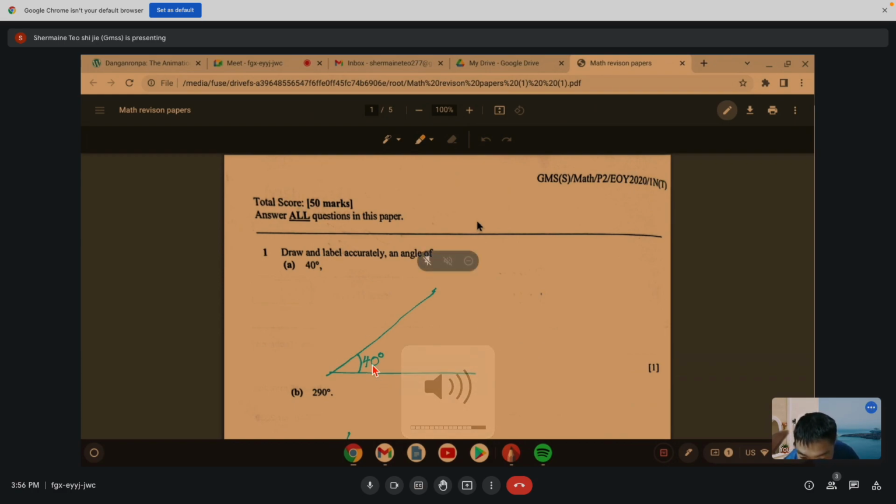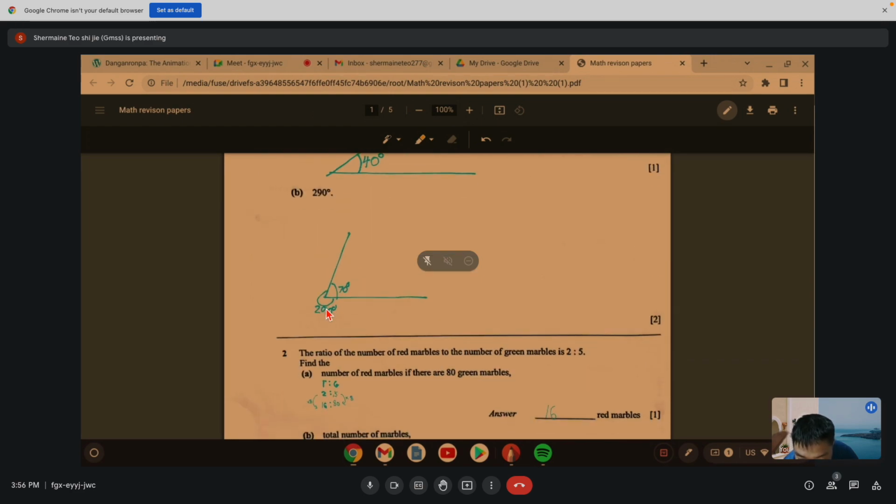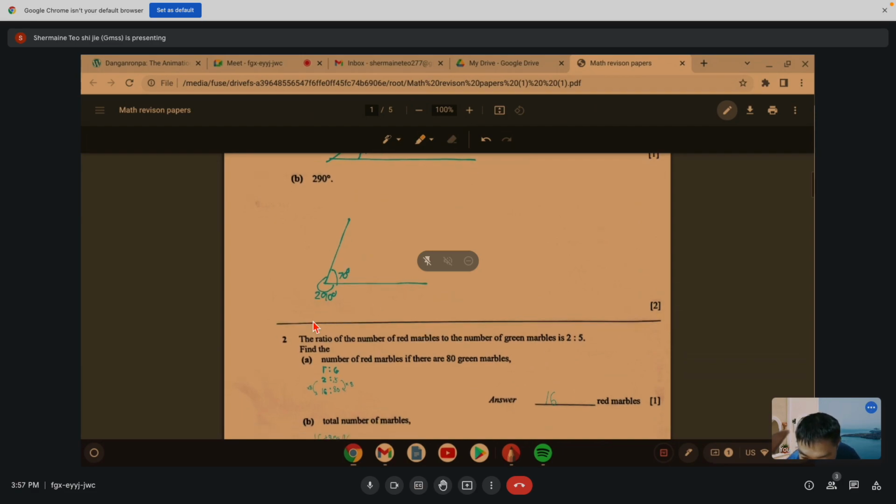Okay, next question. Yeah, 40 is acute, so it must be less than 90. Next, 290. Okay, so I'm very happy to see you have this 70 first. Then after that, you circle this, it is called reflex, right? Yeah. So the reflex one is the 290. Okay, very good.